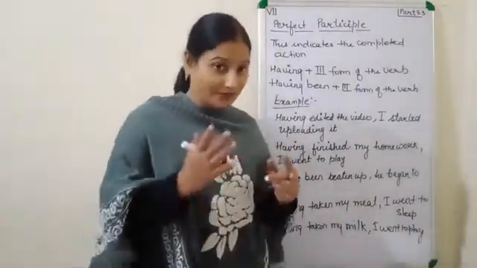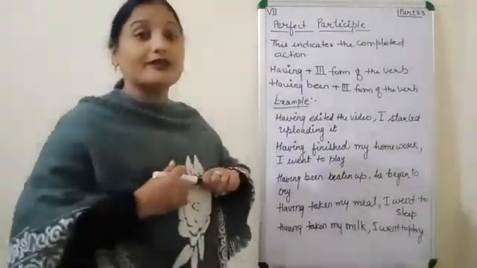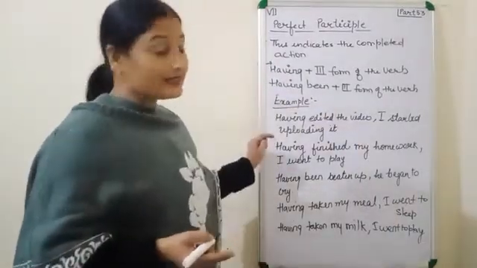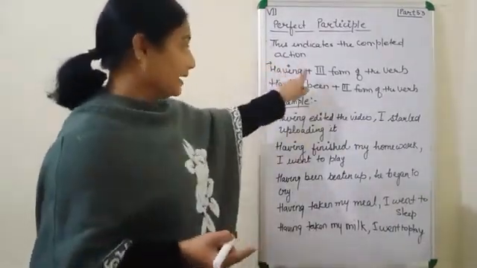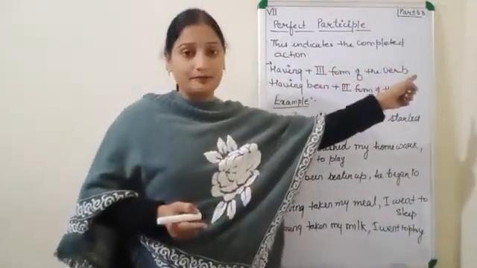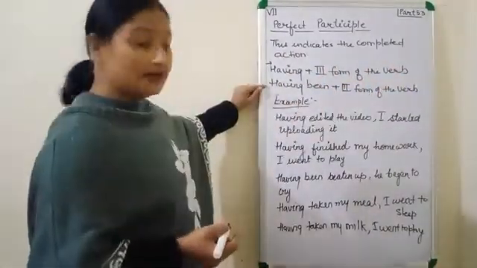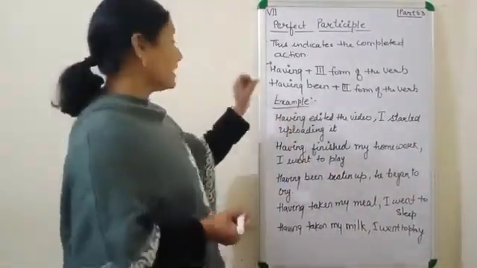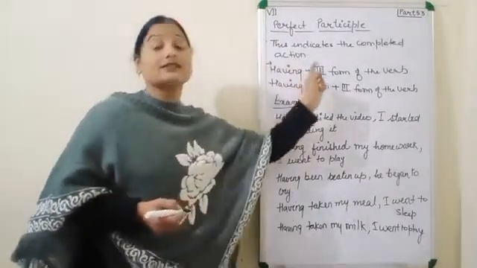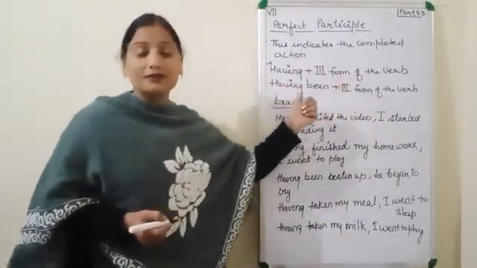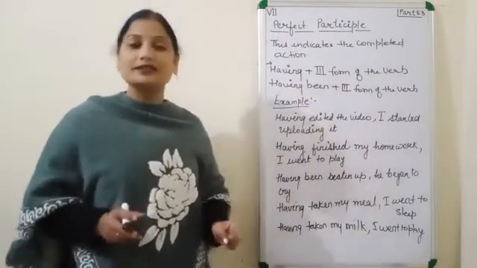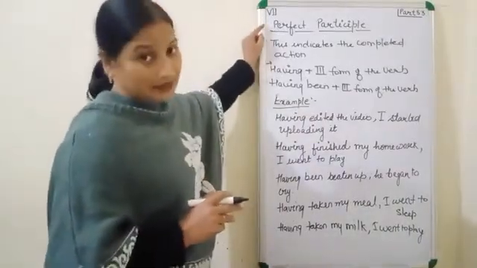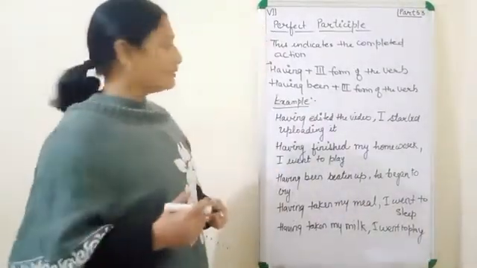Point number one. Then, second point, our grammar rule says how to write these sentences: having plus third form of the verb, or having been plus third form of the verb. So if in a sentence we find having plus third form of the verb or having been plus third form of the verb, then we will understand that that verb is showing the perfect participle. Okay, now see some examples.